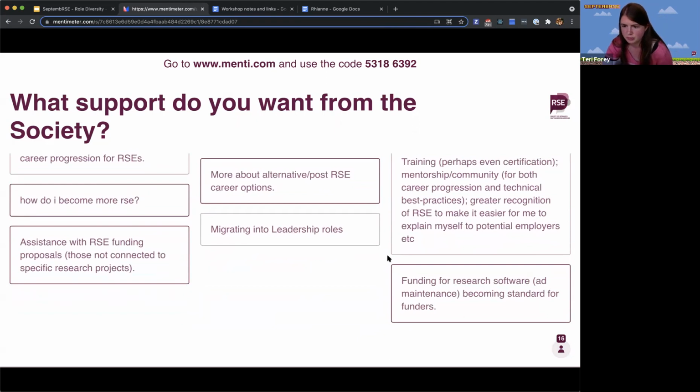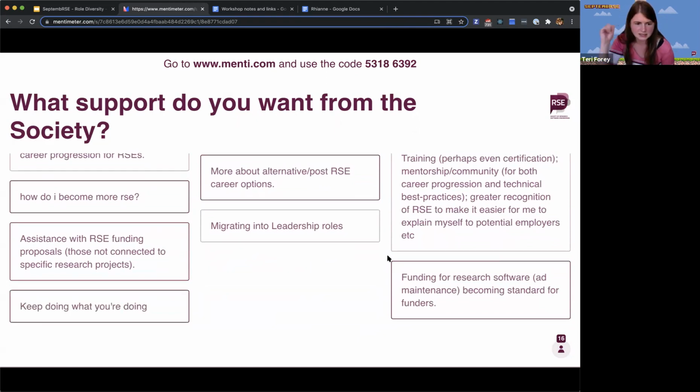Funding for research software maintenance becoming standard for funders. Yes, that's a big thing that I'm massively keen on getting more funding for software maintenance. Keep doing what you're doing. Oh, thank you. That's lovely.